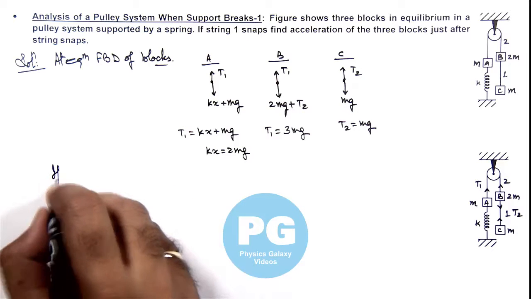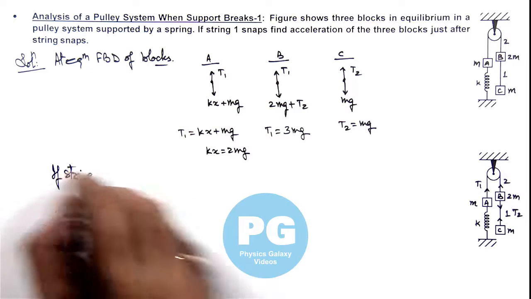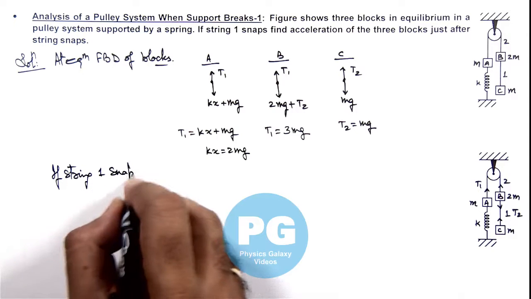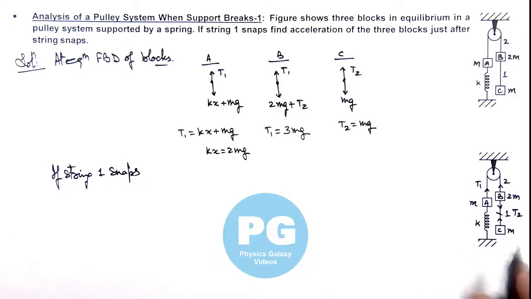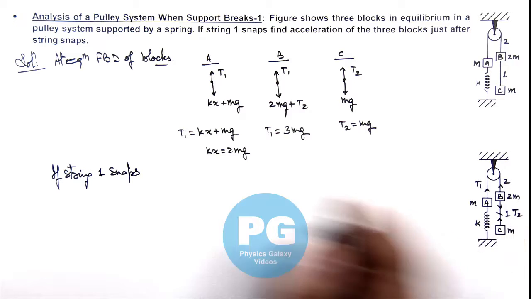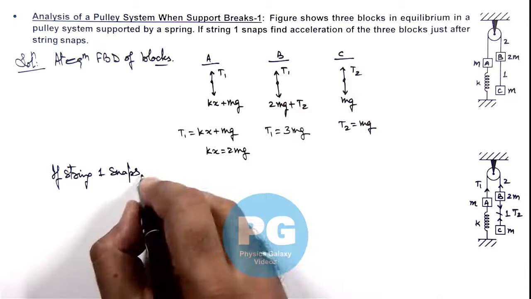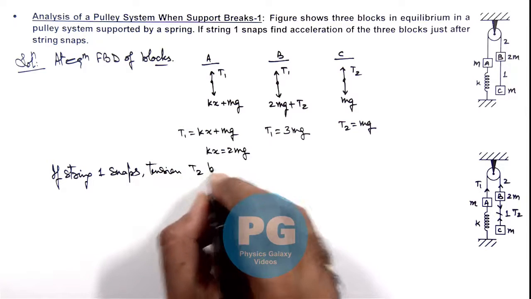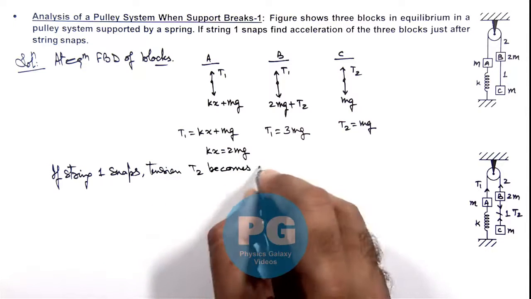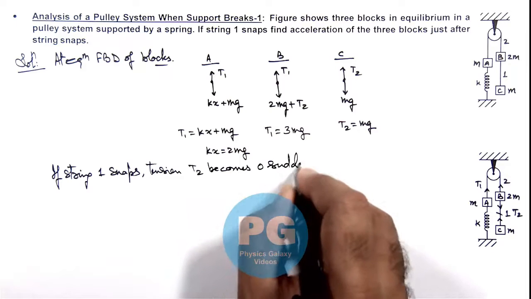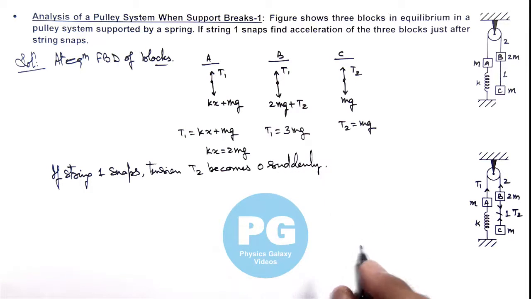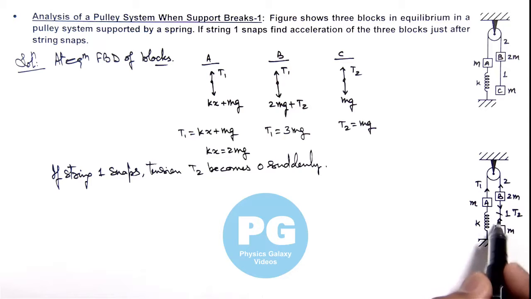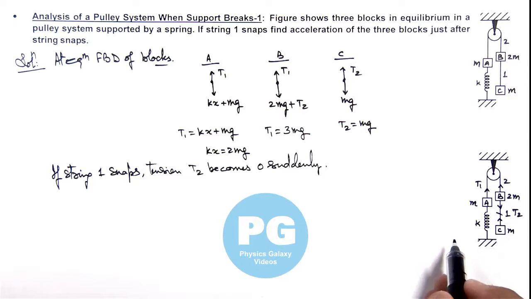Now if string 1 snaps, that means suddenly the tension T2 will go down to 0. Tension T2 becomes 0 suddenly, because as it snaps, the remaining parts of the string, upper and lower, will slacken and no tension will be there in it.